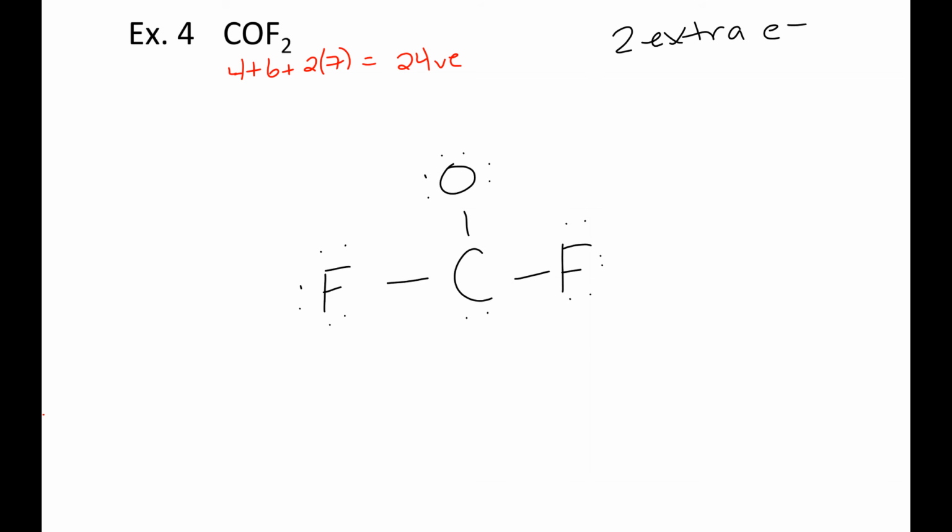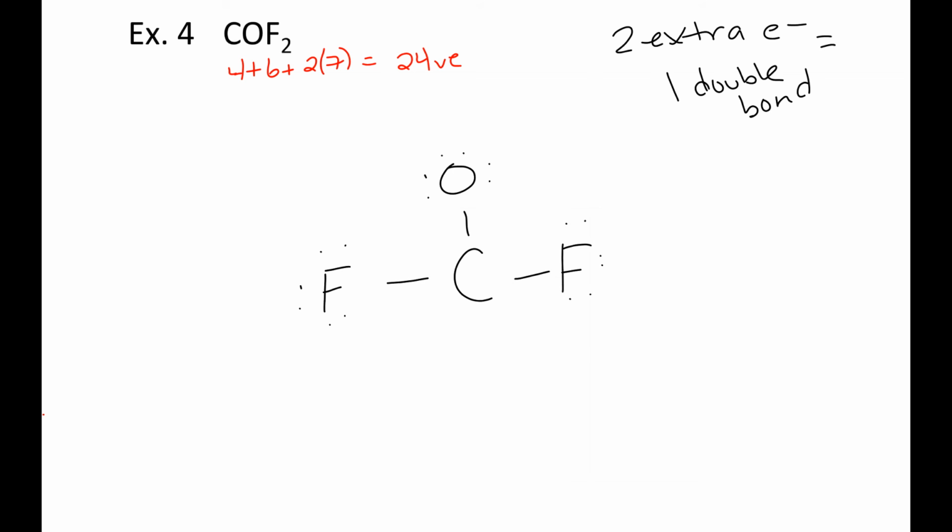Since we have 2 extra electrons in our figure, we have to erase 4 of them. Now, we need to create a double bond. So 2 extra electrons means that there's 1 double bond. How we do this is you take off 1 pair from the central atom, and then you've got to take off 1 pair from one of the 3 atoms around it.